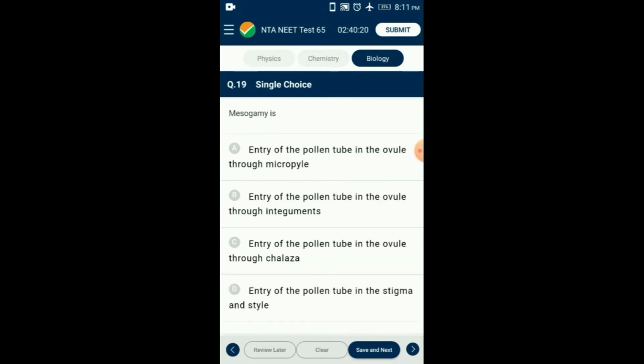Question number 19. Mesogamy is... During fertilization, the pollen tube enters the ovule through three pathways. When the pollen tube enters the ovule through the micropyle, it is called porogamy. This is the most common pathway. If the pollen tube enters the ovule through the integuments, it is called mesogamy. And when the pollen tube enters through the chalazal end, it is called chalazogamy. So the answer for this question is option B, entry of pollen tube in the ovule through integuments.